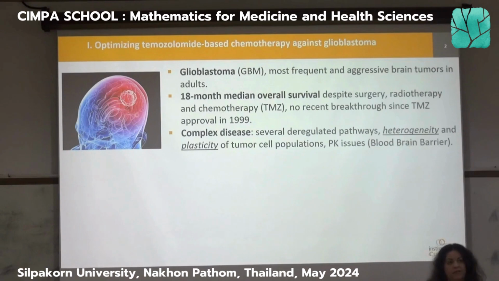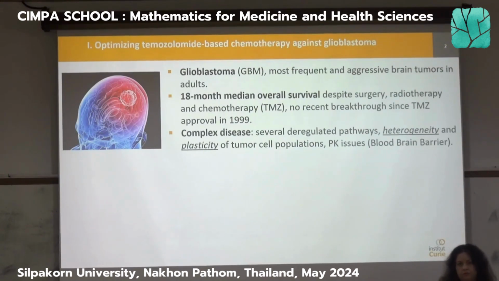And this standard of care was actually validated in 1999. So it's like 24 or 25 years ago. And basically we are still looking for new and effective therapies for glioblastoma. This is the current challenge, and this is a difficult one. And why is it difficult?